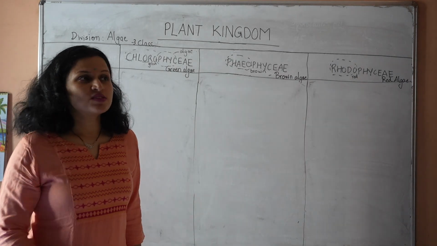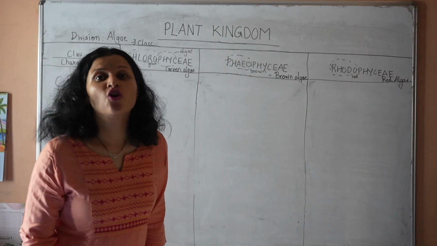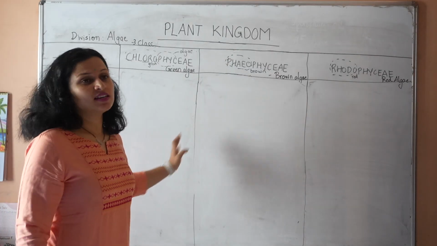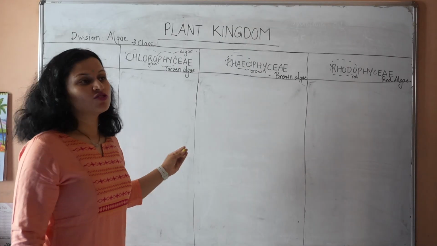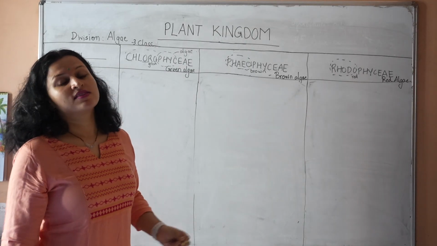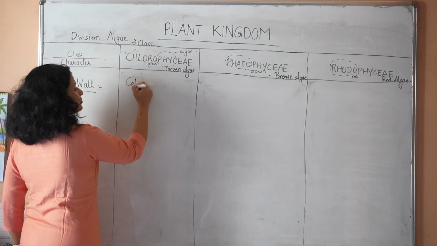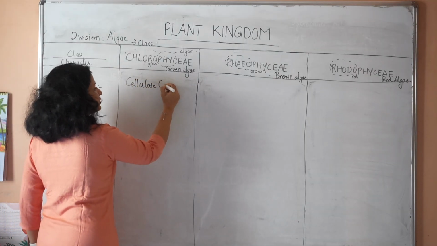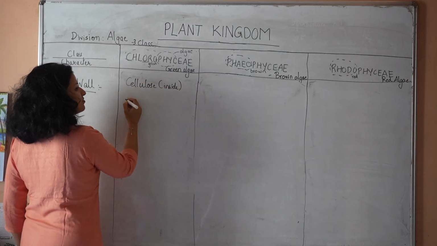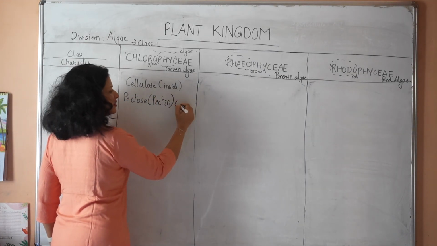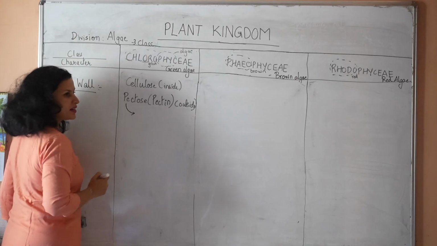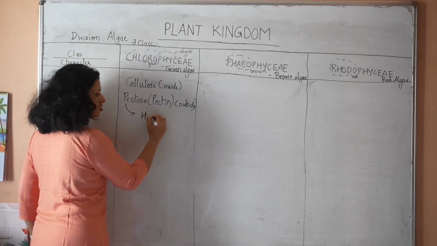These jelly-like substances are called hydrocolloids. The three classes have different types of hydrocolloids which are very popular. These hydrocolloids, or phycocolloids as they are called, are very useful. So they have a cellulose cell wall on the inside and the outer will be made up of pectose or pectin on the outside, wherein the pectose layer will form the hydrocolloid.